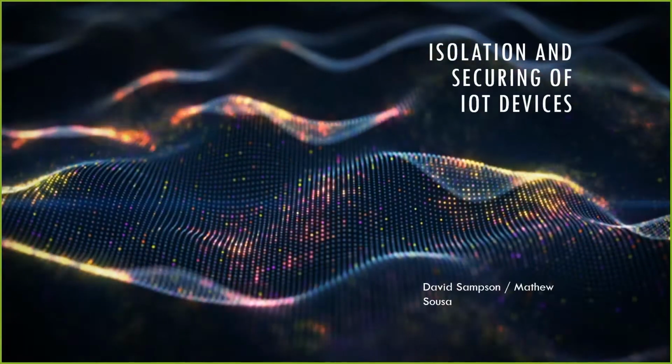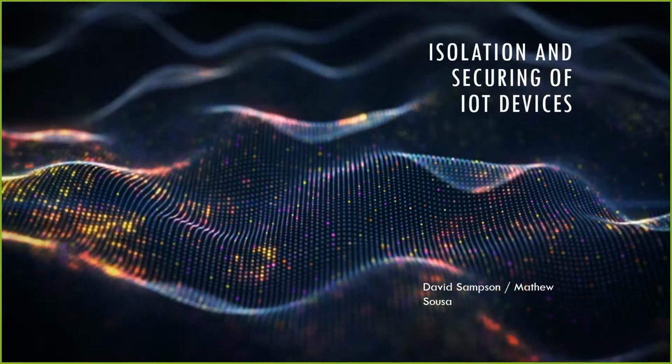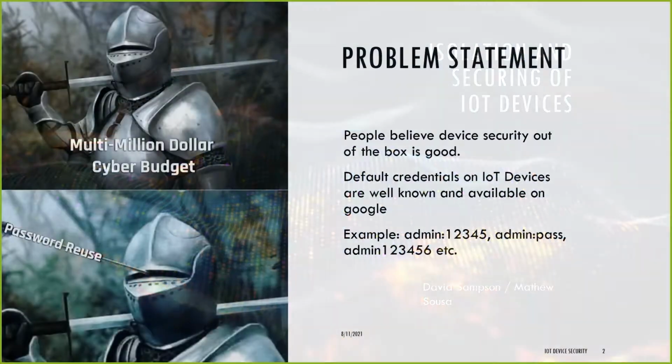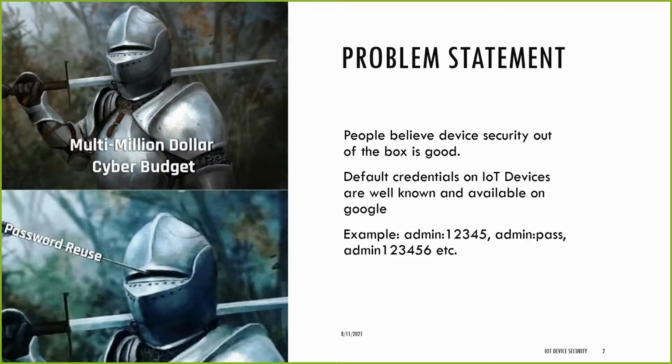We're talking to you today about isolation and securing of IoT devices. So, our problem statement: people believe device security out of the box is good, but a lot of default credentials on IoT devices are well known and are available on Google. An example of a username and password combination is admin and 12345, admin and pass, and admin and 123456.